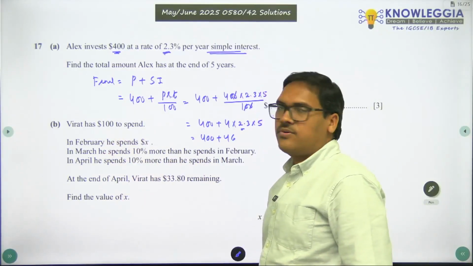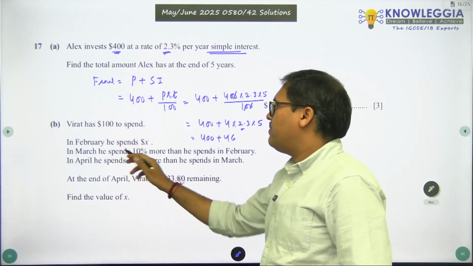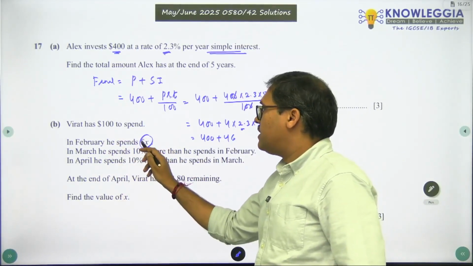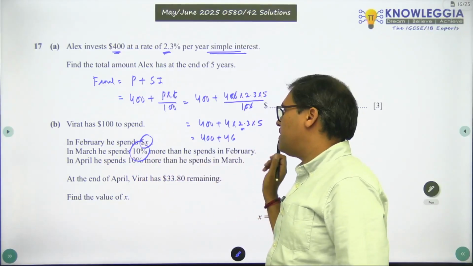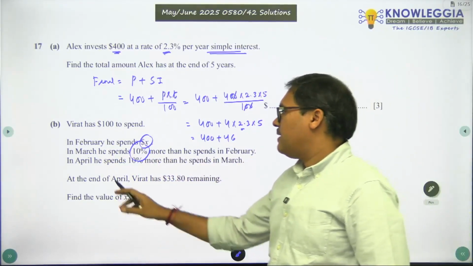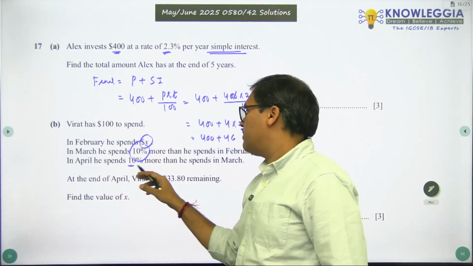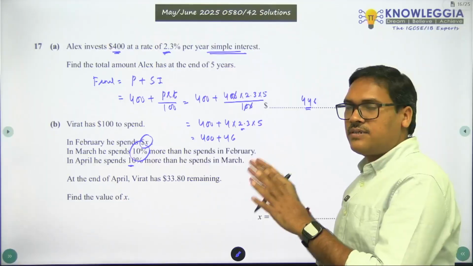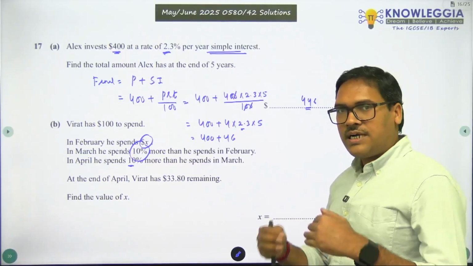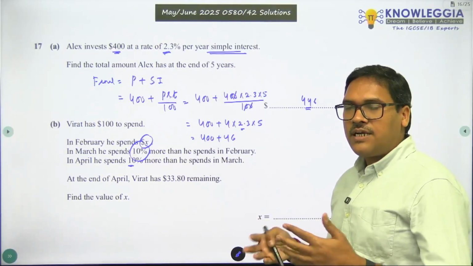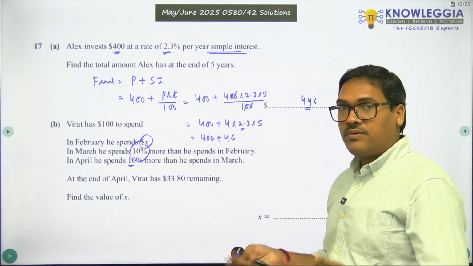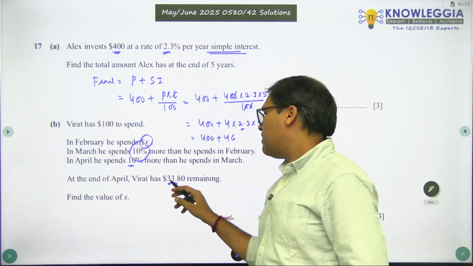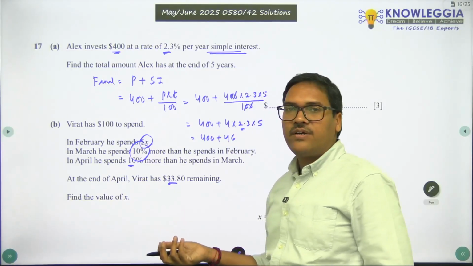Virat has $100 to spend. In Feb, he spends X dollars. In March, he spends 10% more than he spends in Feb. And in April, he spends 10% more than what he spends in March. So basically, every month, 10% is increasing from the previous month. So this is kind of exponential increase, kind of compound interest calculation. At the end of April, Virat has $33.8 remaining.